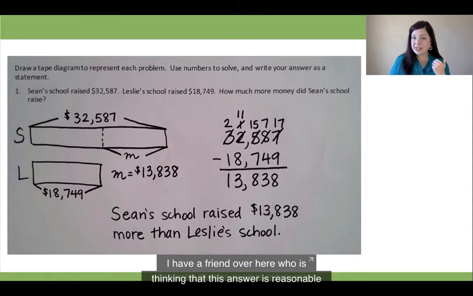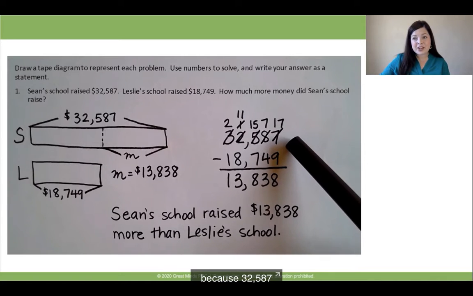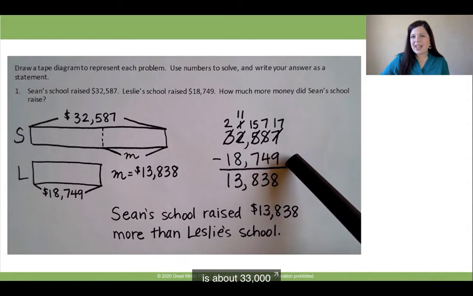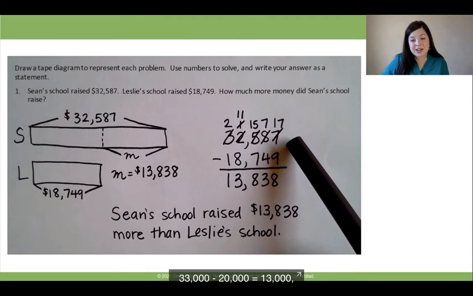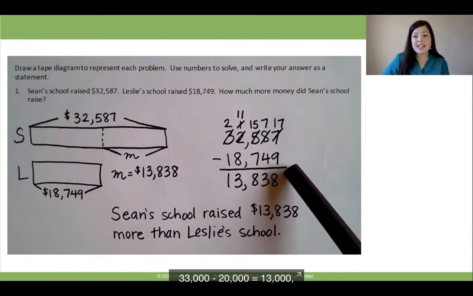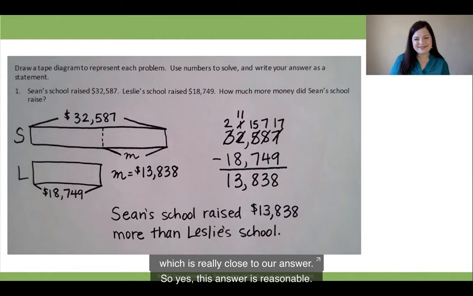I have a friend over here who is thinking that this answer is reasonable because 32,587 is about 33,000, and 18,749 is close to 20,000. 33,000 minus 20,000 equals 13,000, which is really close to our answer. So yes, this answer is reasonable.